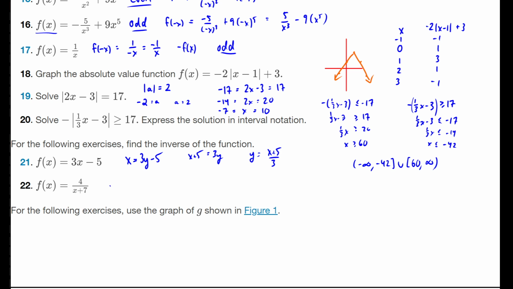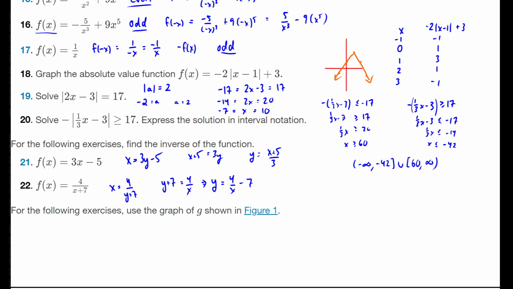For this next one, we're going to get x is equal to 4 over y plus 7. So what we're going to do is we're going to say that y plus 7 is equal to 4 divided by x. We're just swapping the x's and y's around by multiplying and dividing. And then what we'll do is we'll isolate y. So y is equal to 4 over x minus 7.